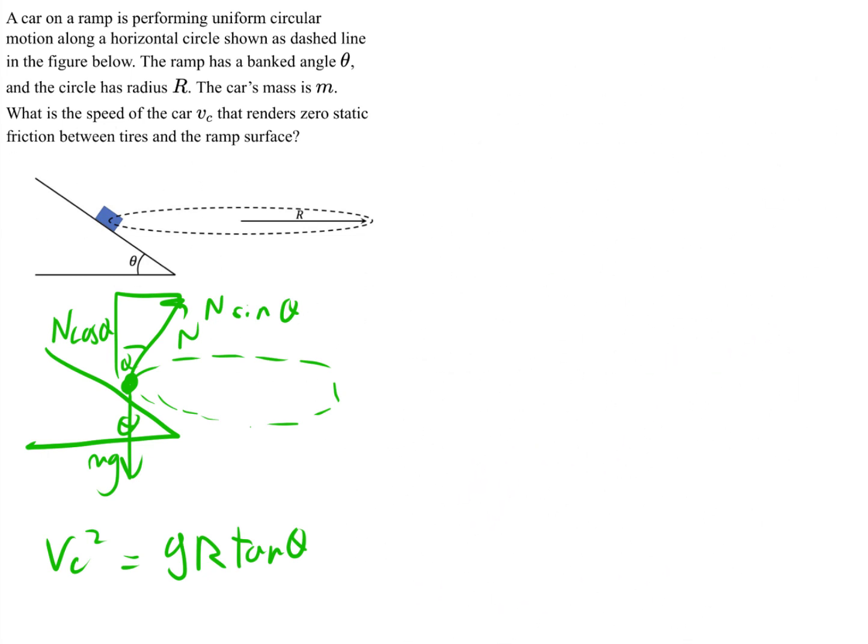And then your final expression will be that the velocity of the car must be equal to the square root of the gravitational acceleration times the radius times the tan of theta. And this is the velocity that's needed.